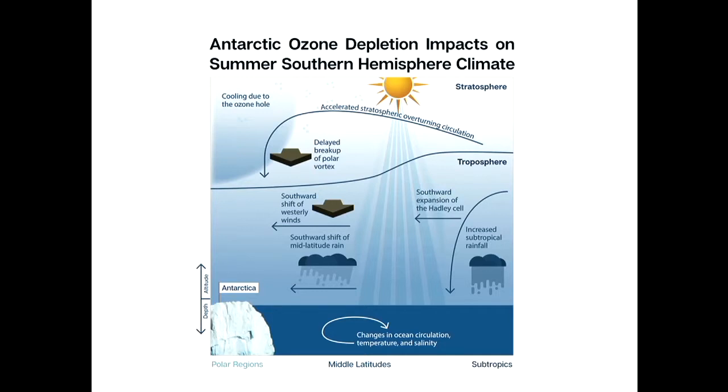So this is a schematic of all the impacts of ozone depletion. It accelerates the stratospheric overturning circulation. There's a lot of studies suggesting it expands the Hadley cells, so we have more subtropical drying. It's basically expanding the tropics. And then you get increased subtropical rainfall. Yeah, a southward shift of the mid-latitude rain and the winds.